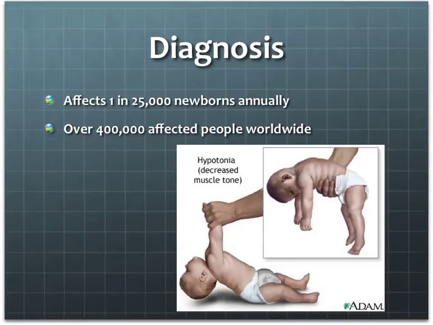When analyzing the diagnosis of Prader-Willi syndrome, it's important to keep in mind that it affects approximately 1 in 25,000 newborns annually, and that there are more than 400,000 people who live with Prader-Willi syndrome around the world, making it a relatively common genetic disorder.